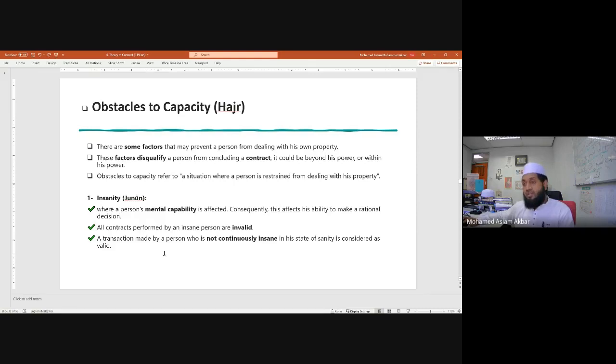A transaction made by a person who is not continuously insane, in his state of sanity, is considered valid. This is something different. Sometimes people are crazy all the time, but sometimes they are not. They are crazy sometimes, and sometimes they are good. So if they are not continuously insane, and at the time you are buying from him he is okay, then it's considered valid.